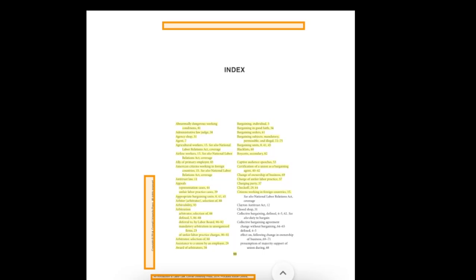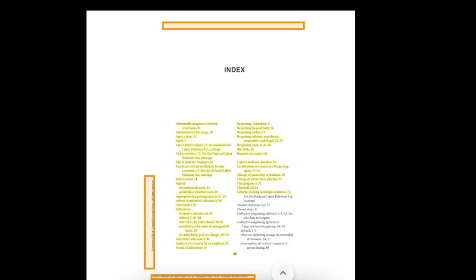Assistance to a union by an employer, 29. Award of arbitrators, 58. Bargaining, individual, 3. Bargaining in good faith, 34. Bargaining orders, 61. Bargaining subjects, mandatory, permissible, and illegal, 72 to 75. Bargaining units, 8, 41, 45. Blacklists, 60. Boycotts, secondary, 82. Captive audience speeches, 53.